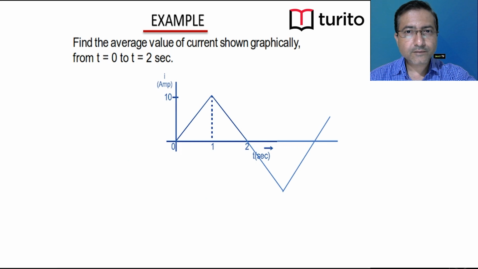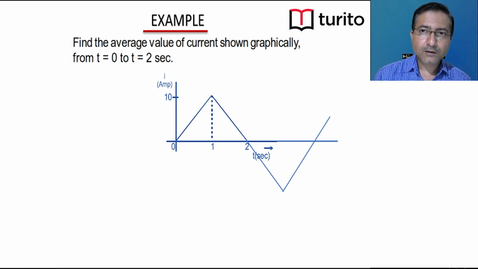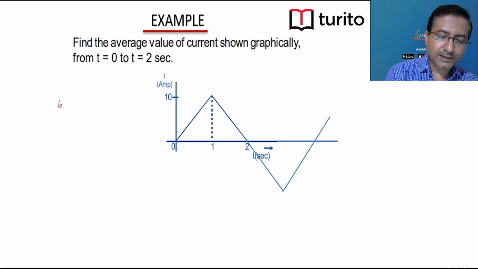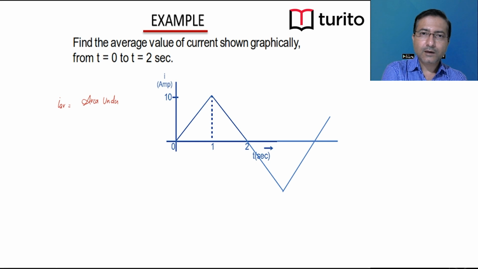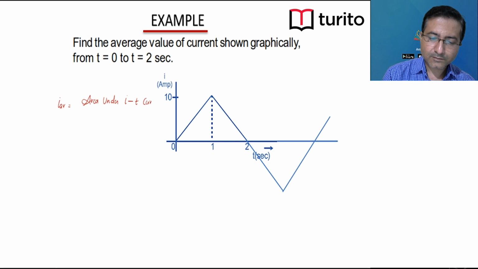Now same way I can have a different function. Instead of sinusoidal function, I may have some triangular waveform. So this is triangular waveform, and for this, if I ask what is the average value of current from 0 to 2 seconds, just now I told that current average is area under I-t curve divided by time interval.